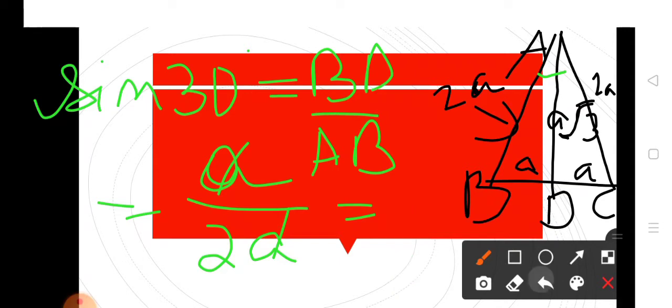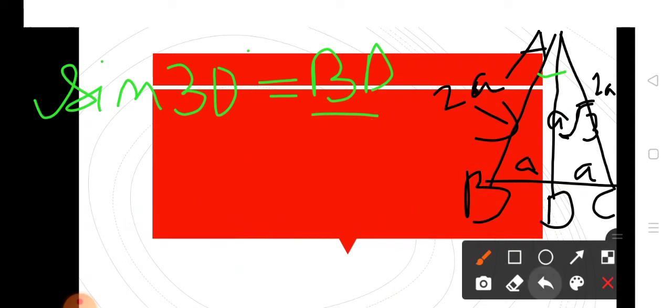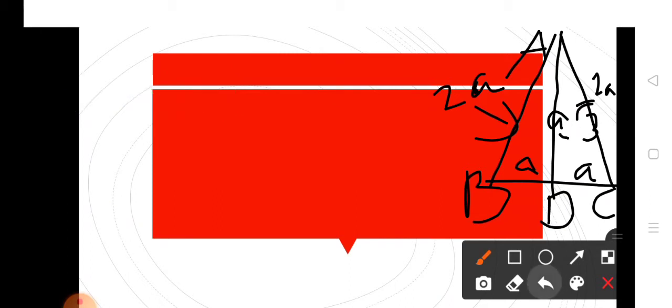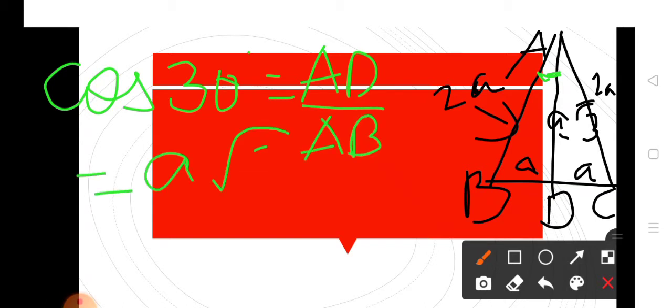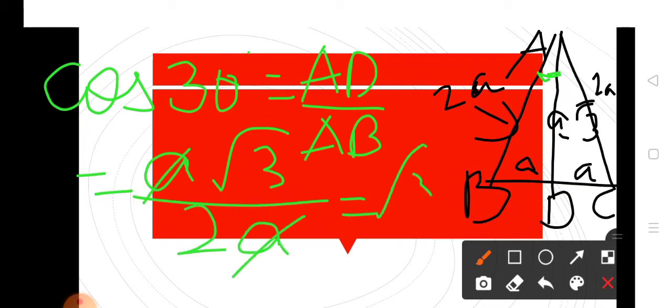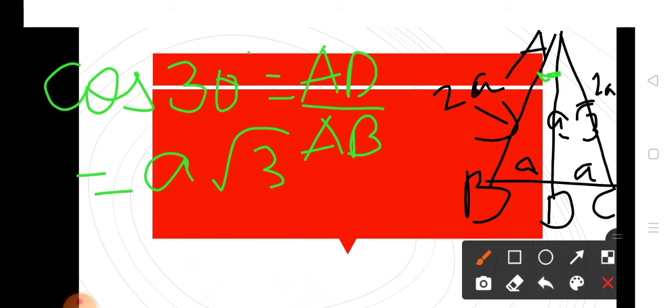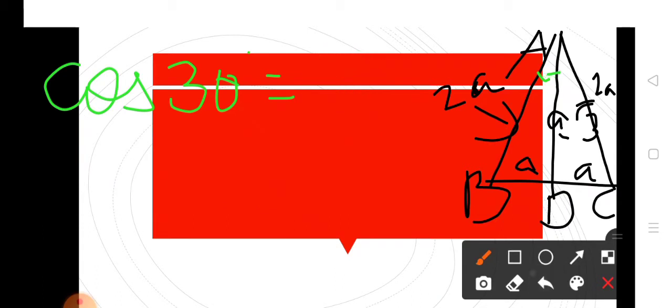So now next what we will do is cos 30 degree निकालौं. Sin 30 degree निकालेपछि cos 30 degree निकालौं. Cos 30 degree के हो? Cos भनेको adjacent by hypotenuse. अब यो 30 degree नै हो. Adjacent के हो यसको? Adjacent हुन्छ AD, adjacent by hypotenuse, के हुन्छ AB. अब यसको adjacent कति छ? A root 3 छ. AD भनेको A root 3 हो. AB कति छ? 2A. A gone, कति आयो? Root 3 by 2 is cos 30 degree.